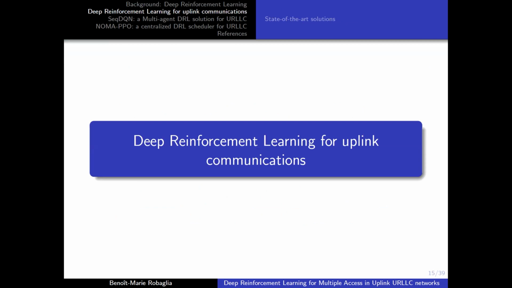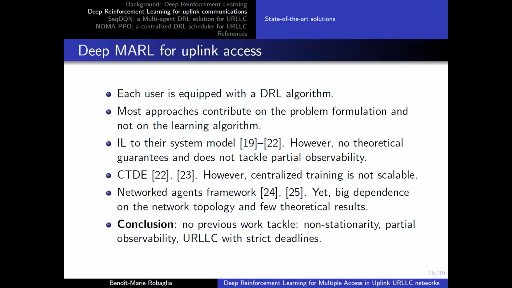So what has been done on the application of DeepRL for uplink communications? First, from the MARL perspective, the idea is just to equip every agent with a DeepRL algorithm. And most of the approaches apply the algorithms to their problem, and their contribution is on the problem formulation, so how they define the states, the actions, and the reward, not on the learning algorithm. Most of the approaches use independent learning, so they assume that each device is a DQN agent. And most of the time, they do not mention the theoretical guarantees and do not tackle partial observability. When they tackle partial observability, it's with a recurrent neural network. We're going to see that it's not optimal.